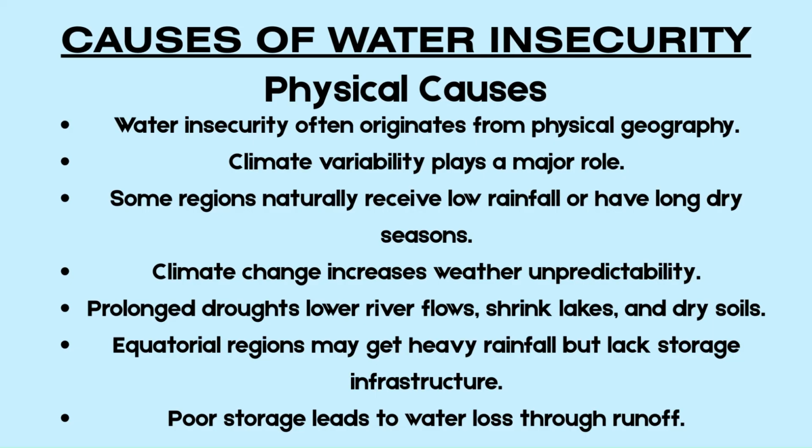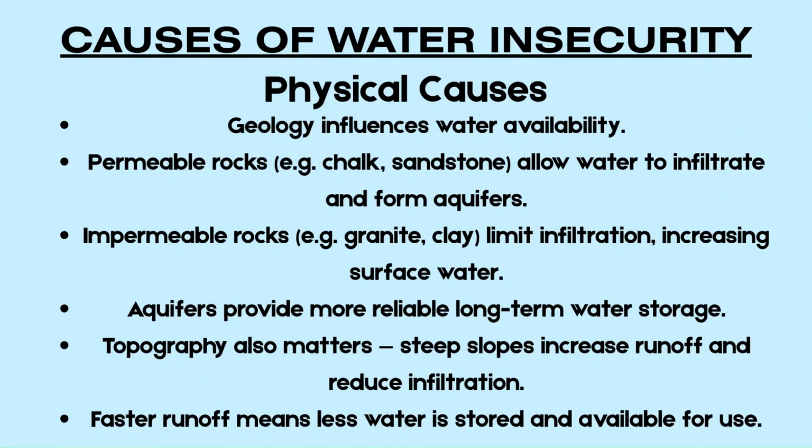Prolonged droughts in places like California or Australia drastically reduce river flows, shrink lakes, and dry up reservoirs, making water availability unreliable. Geology also plays a key role in water availability. Regions with permeable rock types like sandstone or chalk allow water to infiltrate and accumulate in underground aquifers, which can provide long-term storage for water. But in contrast, areas underlain by impermeable rock like granite or clay don't allow for significant infiltration, which leads to more surface water and less groundwater storage. An example of this can be seen in parts of Africa, where the geology significantly limits groundwater access.